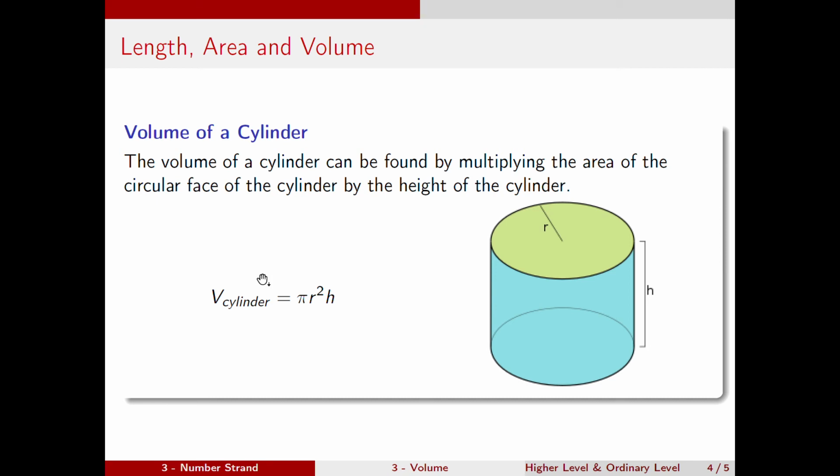The volume of a cylinder, for example, again will be in the tables book. This can be found by multiplying the area of the circular face by the height. The area of the circular face is pi r squared. But we know that this circle moves down through a height h. So we multiply it by h, and this will give us the volume of our cylinder.